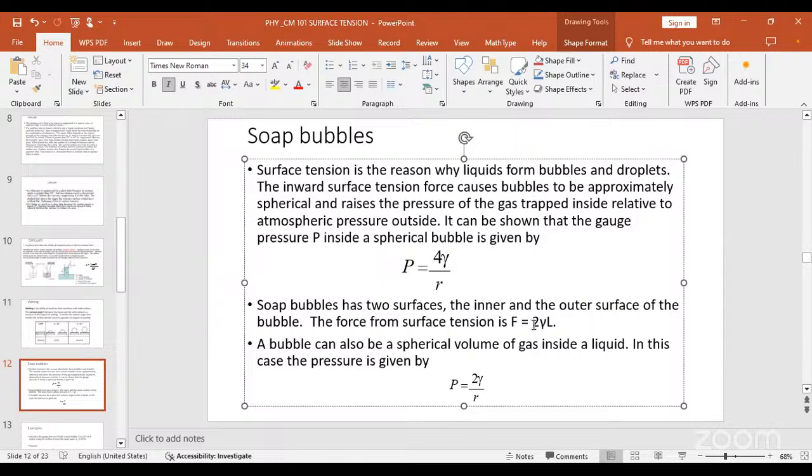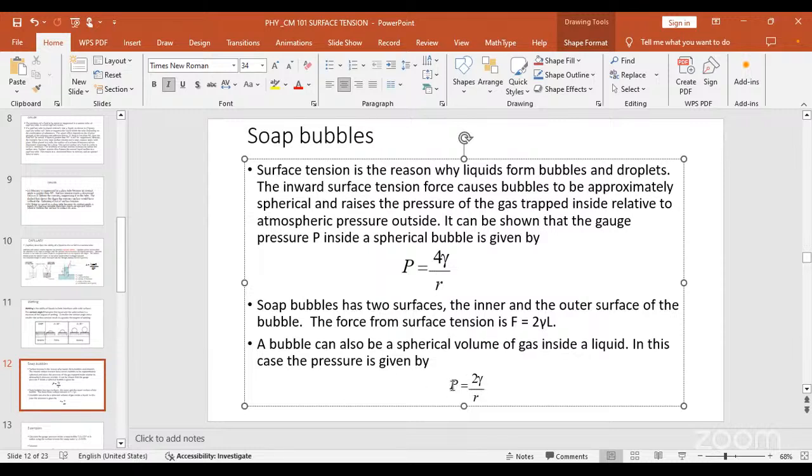The F is 2 times the surface tension, gamma, times the length, unit length. So the bubble can also be a spherical volume of gas inside a liquid. In this case, the pressure is P equals 2 times the surface tension divided by R.